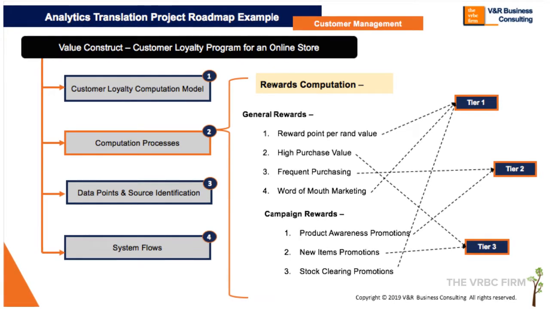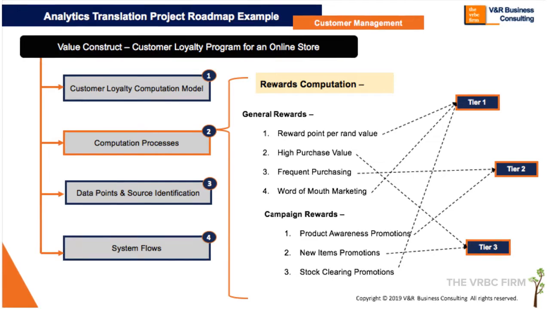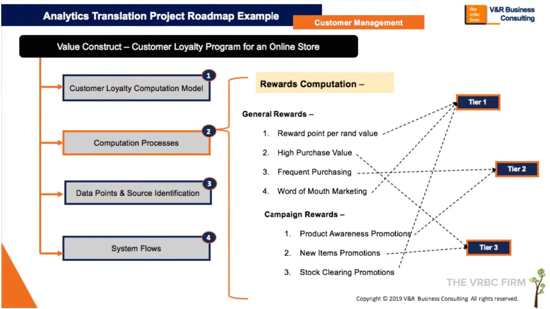These processes are double-sided. On the customer side, we refer to them as customer journeys. On the system side, they are referred to as system flows, which then develop into data flows. This is an online store, so everything happens online with no human interaction except for delivery, which falls outside of the computation model.